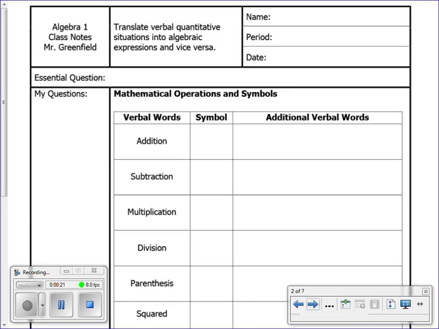We have addition and our symbol is a plus sign. Other words that mean addition are plus, sum. Remember, sum is the answer in addition. Add. And then our special word is the phrase more than. More than tells us to start from the back and work to the front when we rewrite the expression.